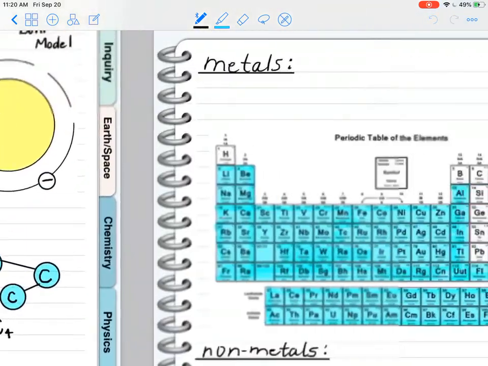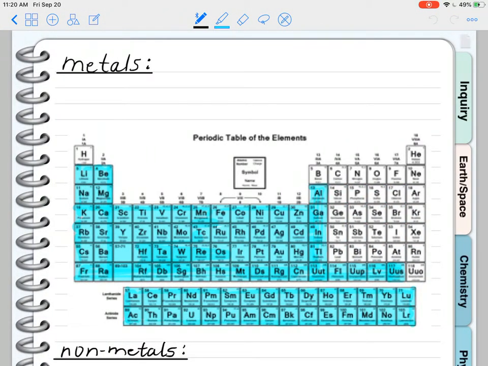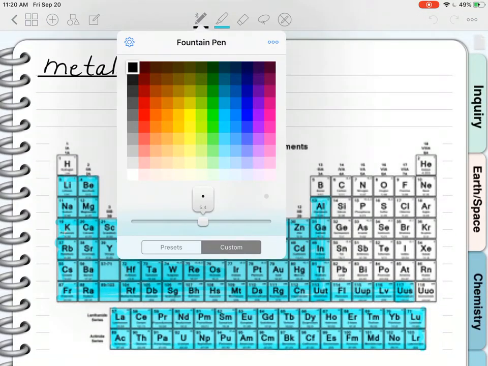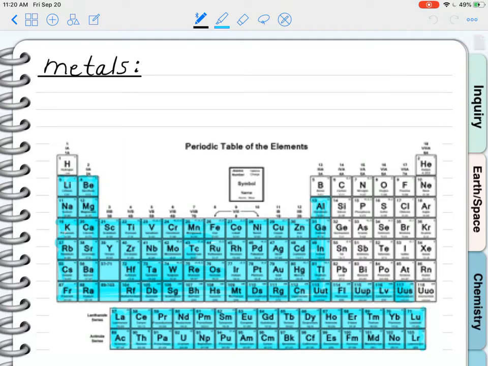Okay, moving on. So what are the metals? This one you've probably heard of before. If you say that something is metal, this is what you're saying. Metals are elements to the left of the metalloids. And remember, we did those just a minute ago.